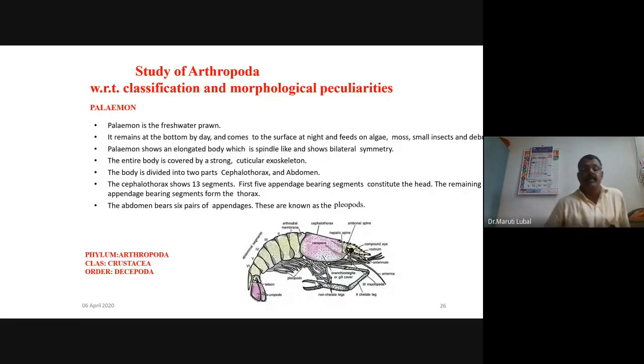The abdomen of the prawn contains 6 pairs of appendages. These are called pleopods. This is the diagram of the freshwater prawn.